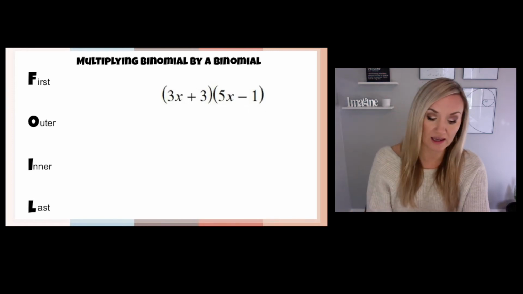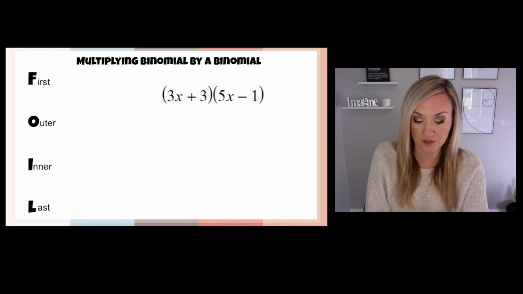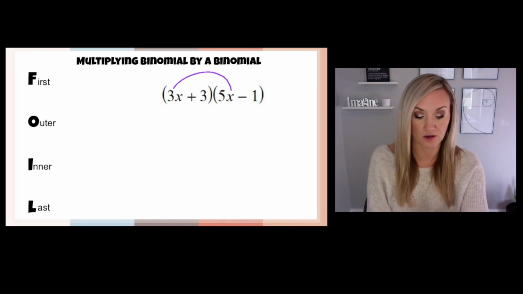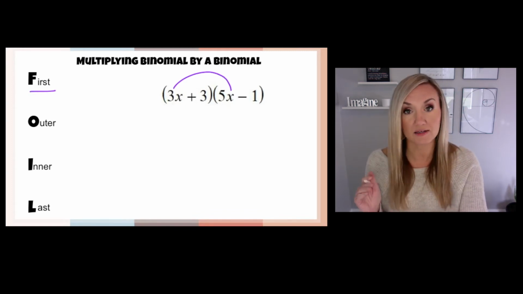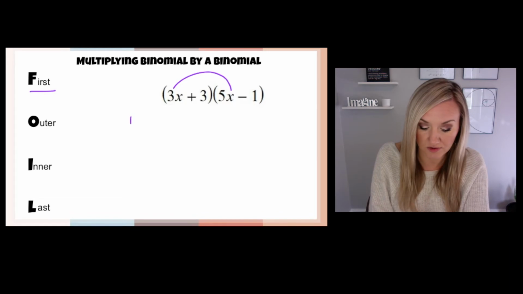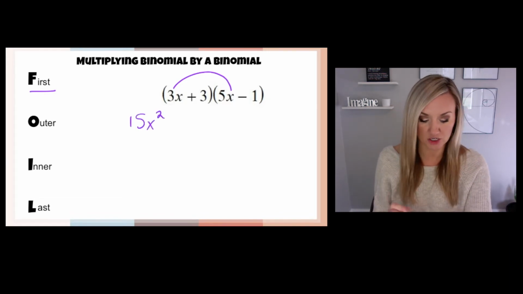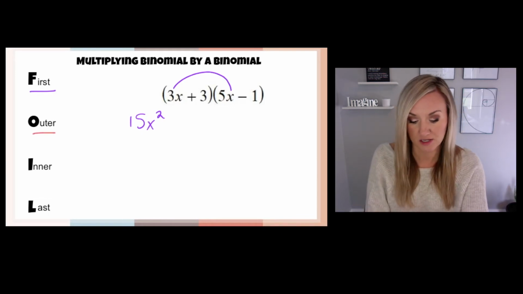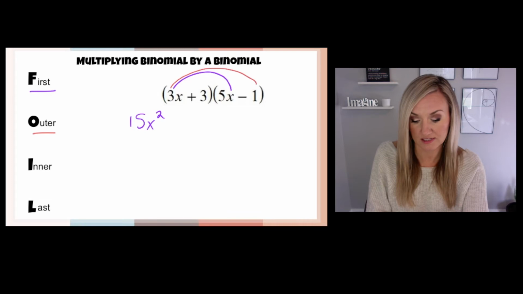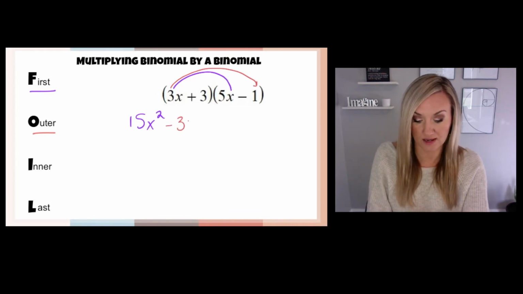So let's go ahead and multiply. We're going to do the first times the first for our F, for our FOIL. And so 3x times 5x is going to give us 15x squared. Good. I'm going to change my color. Let's go red, and let's go ahead and do the outers. So this is going to be the 3x times the -1, and that is going to give us a -3x.